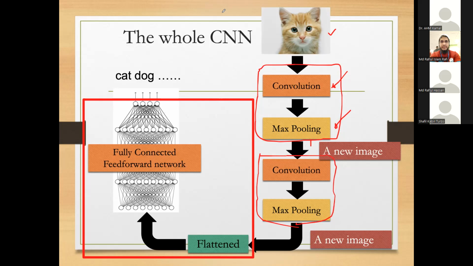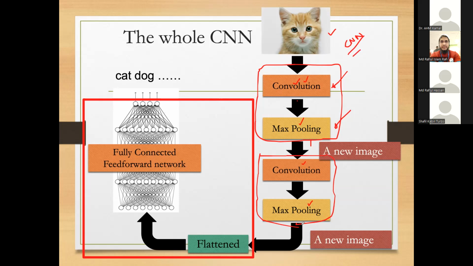Once we do this part, this is called a network, because one process is done after another, like a layered network. So we call this network a convolutional network, CNN. It's an acronym. So this is a convolutional network.